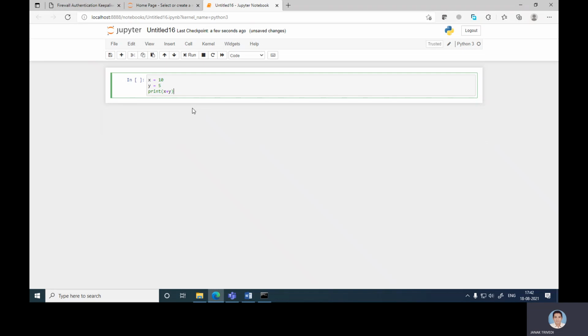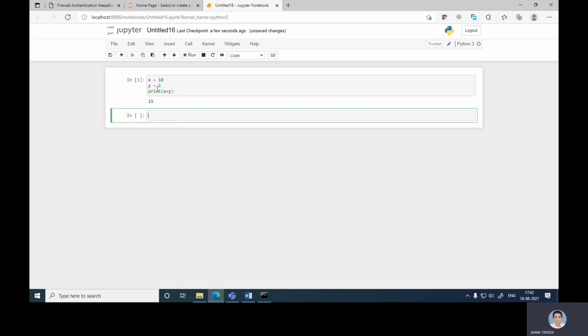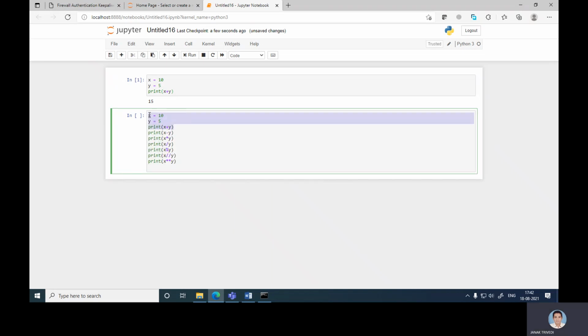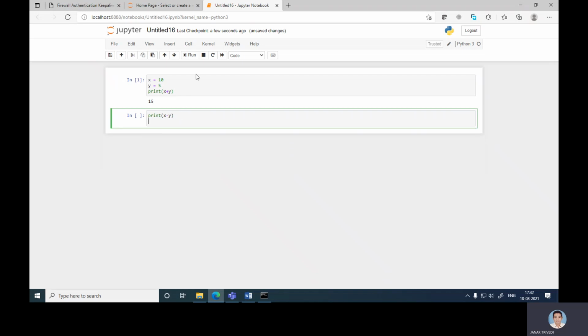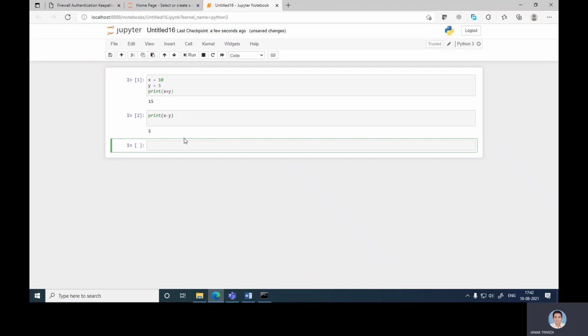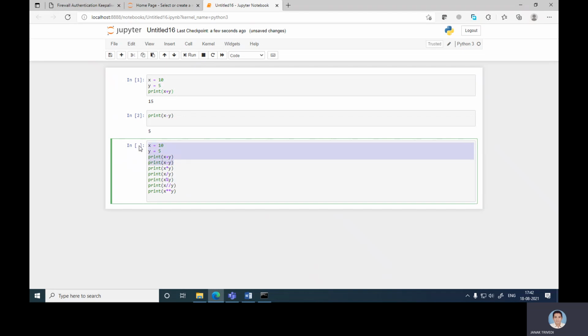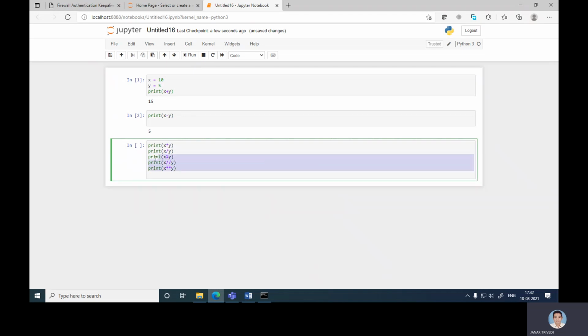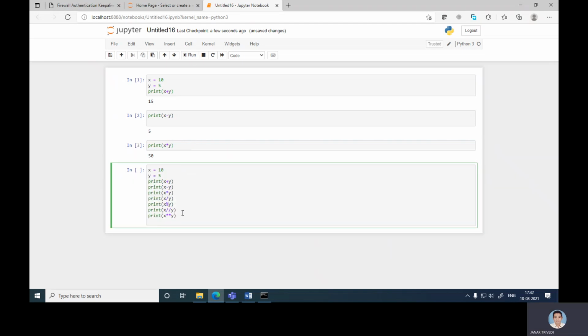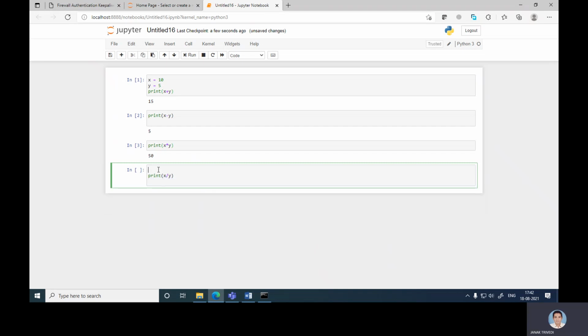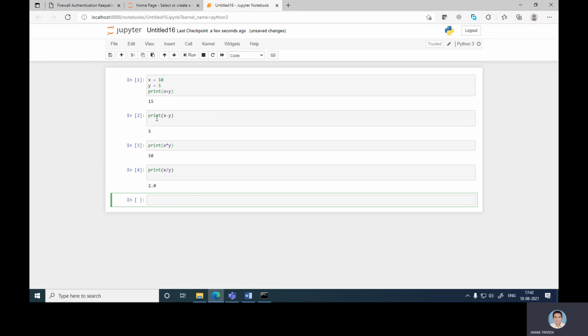So let's first see the addition operator. 10 plus 5 is 15. Now we see the subtraction operator. So 10 minus 5 is 5. Then multiplication operator, 10 times 5 is 50. Then division. So 10 by 5 is 2.0, always giving the result as a float.